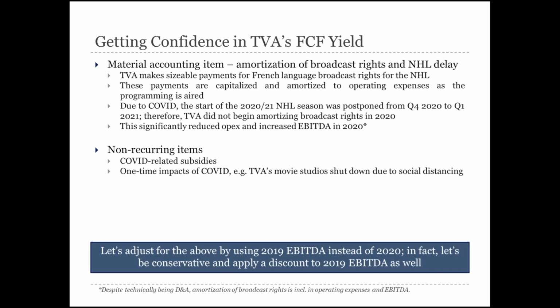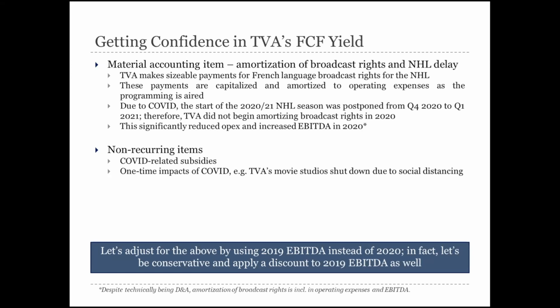Because of COVID, the start of the 2020/2021 NHL season was postponed. It was supposed to start in Q4 of 2020. It got pushed to Q1 of 2021. And because of that, TVA could not begin amortizing the broadcast rights payments in 2020, and that significantly inflated EBITDA. Even though it's technically an amortization, it is included in EBITDA. As a result, it obviously inflated free cash flow as well. There are other items related to COVID. But bottom line, let's adjust for all that by using 2019 EBITDA instead of 2020, which didn't benefit from that one-time item and was much lower.